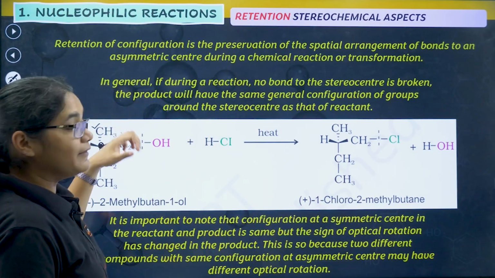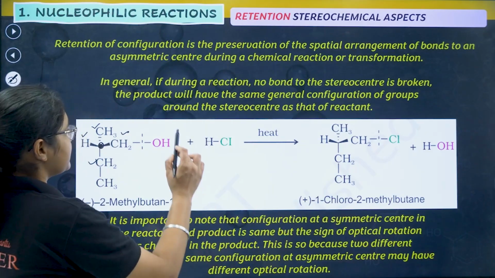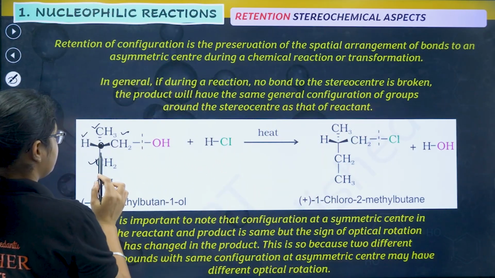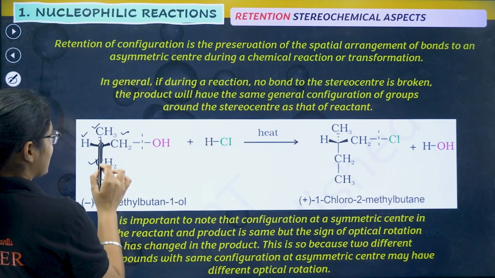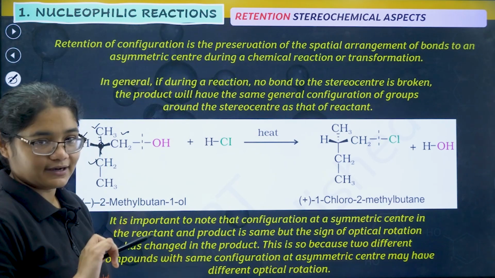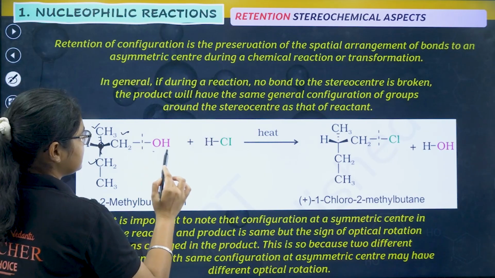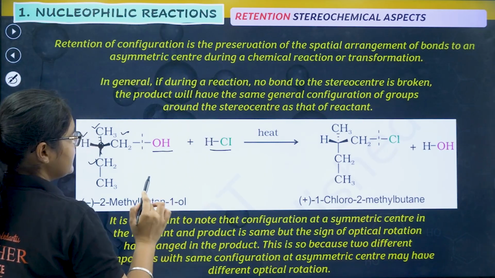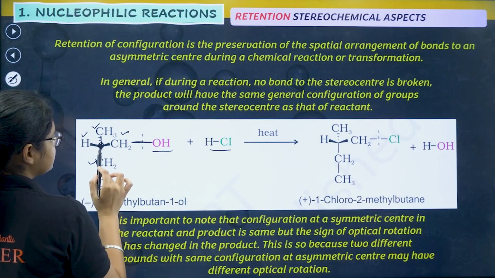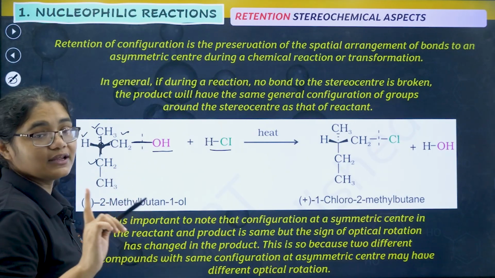Now in general, when can we observe retention? If during a reaction no bond to the stereo center is broken, meaning any bond which is attached to this stereo center is not broken, in that case we have retention. For example, if you see this reaction, we have OH and then HCl, so this bond is breaking, but the bonds which are present to this particular stereo center are not involved, right?